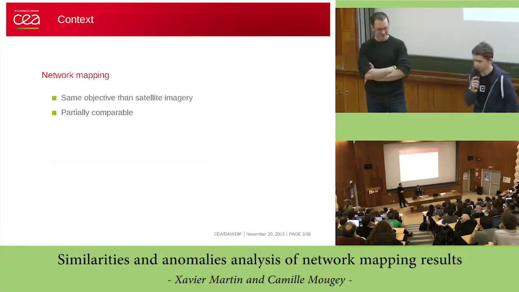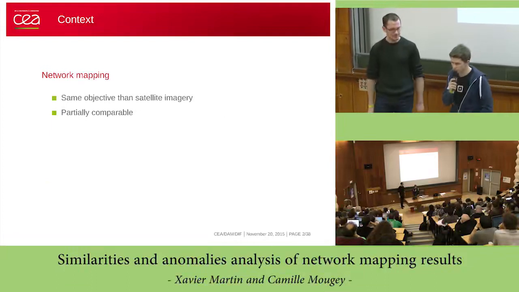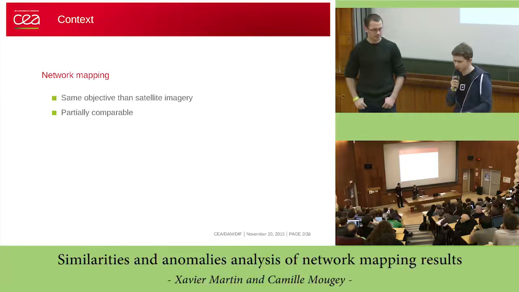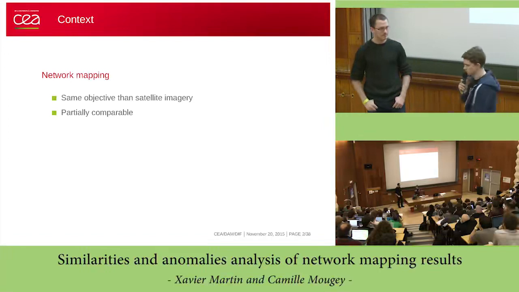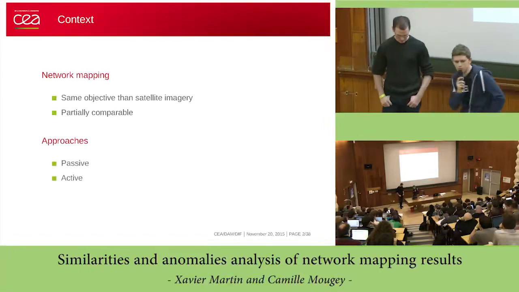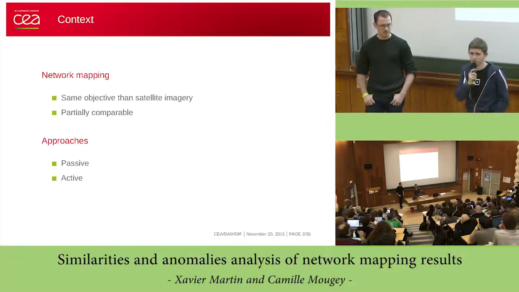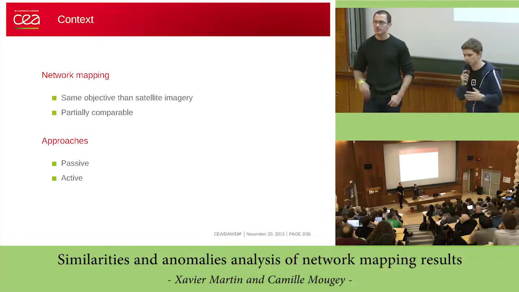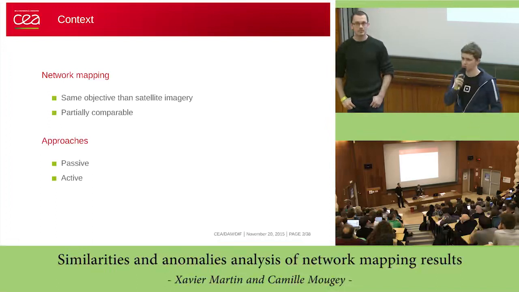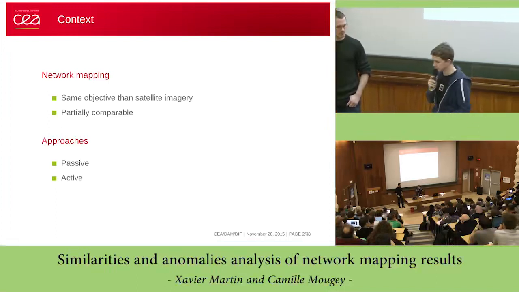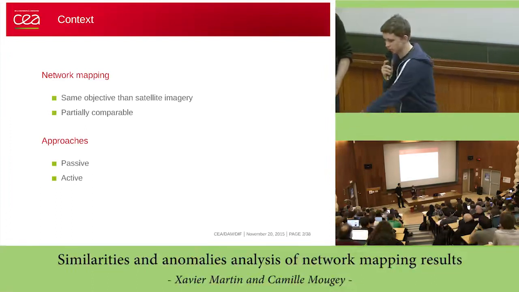Okay, so today we'll talk about network mapping. I think that you already know this, but it's kind of the same thing as satellite imagery. It's partially comparable. We have two kinds of approaches. The first one is the passive one, so we just look at the network and try to guess what is happening. And the second one, the active one, the one we will use, we send probes and watch the results of these probes and base our result on it.